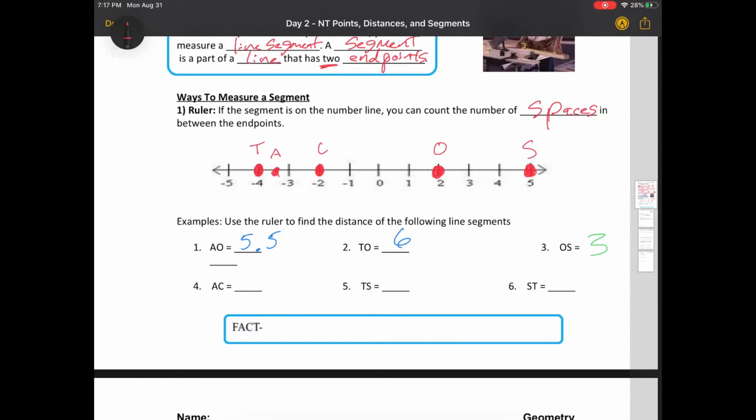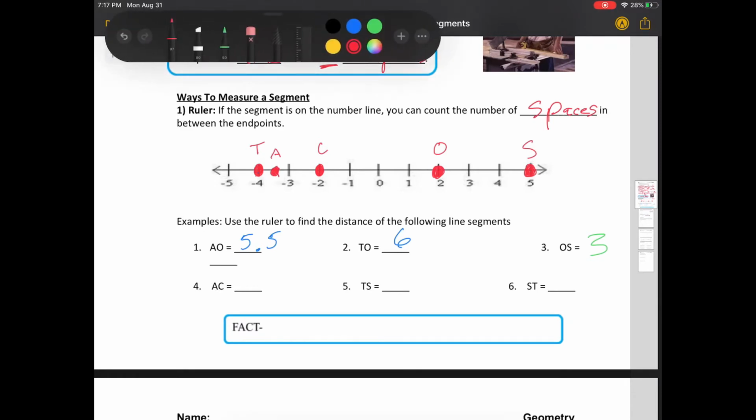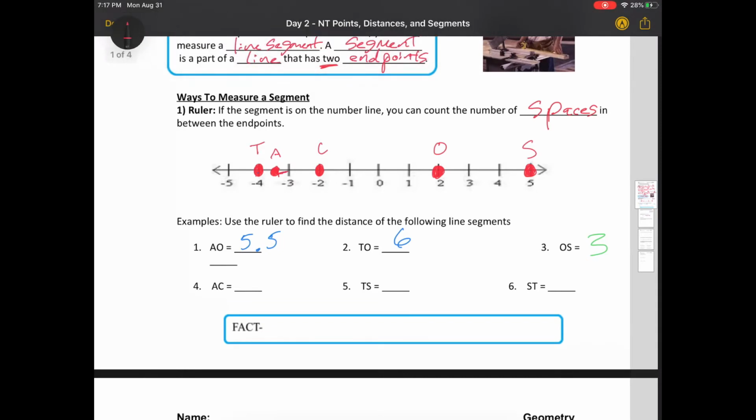So again, A was here, just about in between. So from A to C, that would be a 0.5, and then 1. So from -3 to -2 is 1, and then we have our 0.5 here. The distance would be 1.5.